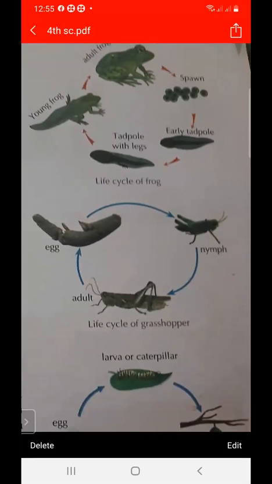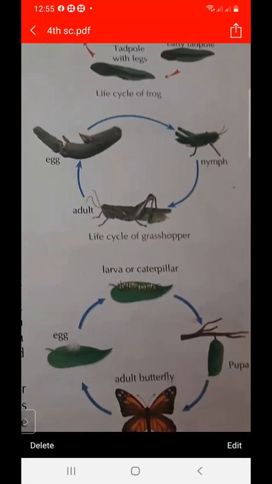And what is the life cycle of grasshopper? When the grasshopper gives the egg, then this egg is changed into the small grasshopper, and this small grasshopper is converted into the nymph, and then this nymph is converted into the adult. This is the life cycle of grasshopper.